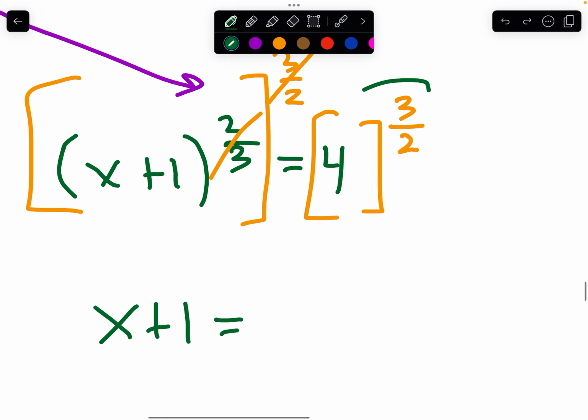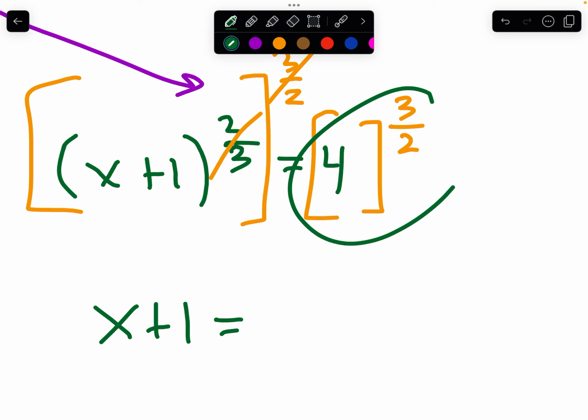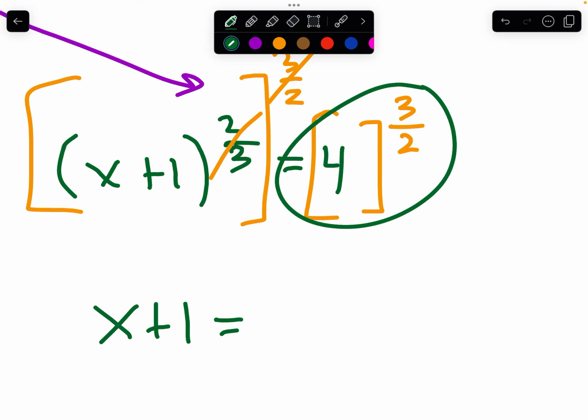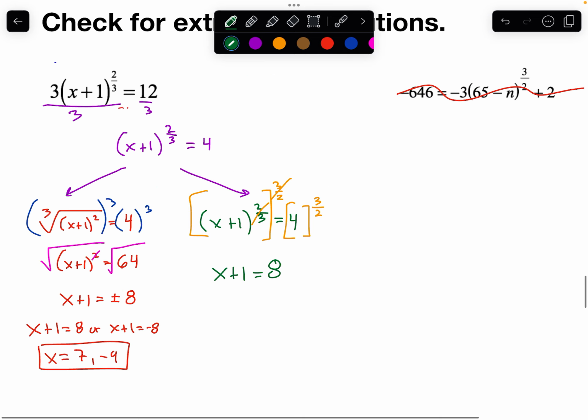Let's talk about maybe doing this on a calculator to speed things up a little bit. We could rewrite this as the square root of 4, then being cubed. But the whole point is to go faster here. So let's say you do this on a calculator, and you will end up getting 8 here, which isn't maybe a surprise because that's what we got over here.